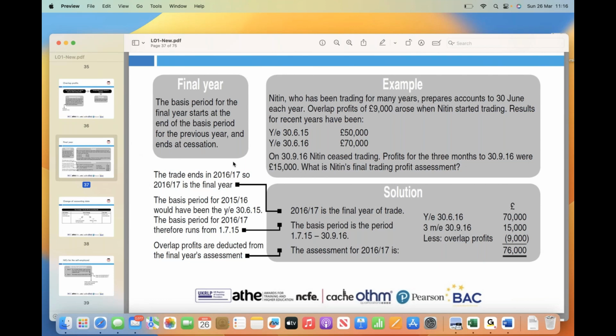So the final year's assessment is calculated by subtracting Nathan's overlap profit of £9,000 from his profit for the period of 1st July 15 to September 30th 2016, which is here 76,000. So 70,000 for the year ending 30th of June 2016, plus 1,500 for the last 3 months of trading, minus 9,000 for overlap profit.